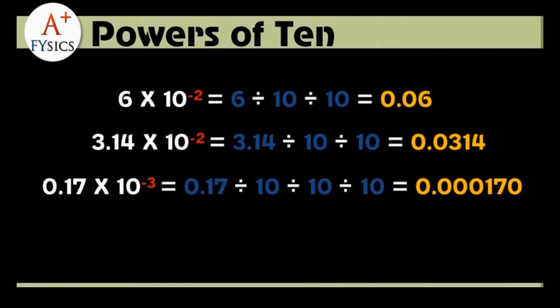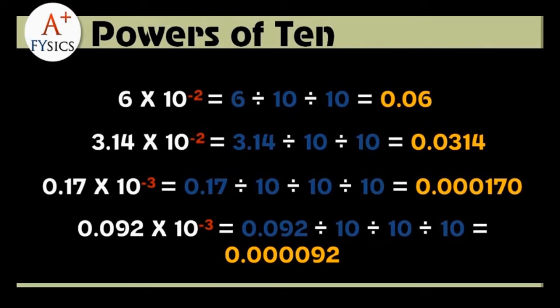This is 0.00017. See, I moved the decimal point 3 times to the left after putting zeros and moving over them. Now 0.092 multiplied by 10 to the power of minus 3 is 0.000092.